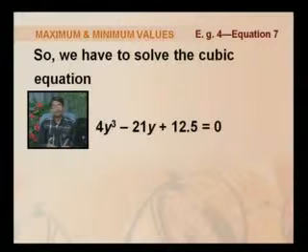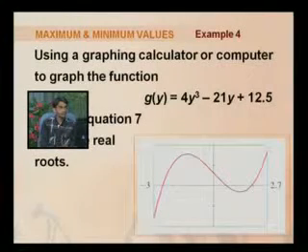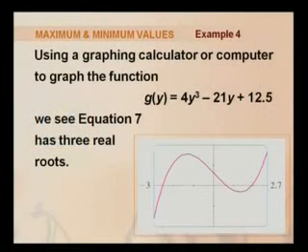This example is numerically just a lengthy example, but it is very easy to understand in which way we are going to find the local maximum and minimum. Using a graphing calculator or computer to graph the function g(y) is equal to 4y cubed minus 21y plus 12.5, we see that equation number 7 has 3 real roots. So this is the graphical method to solve this equation.